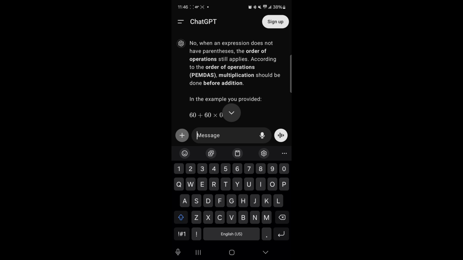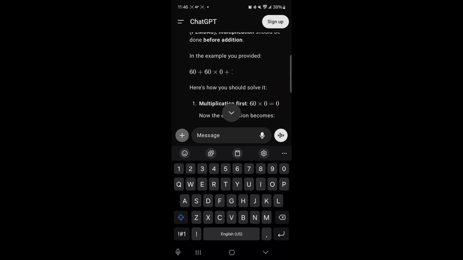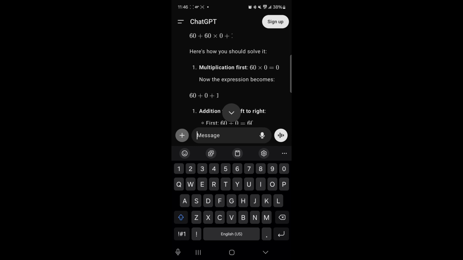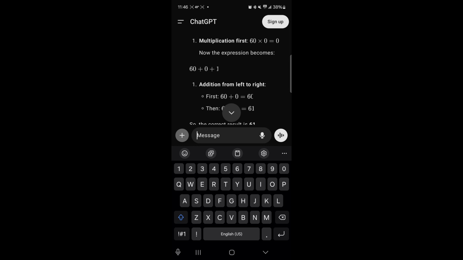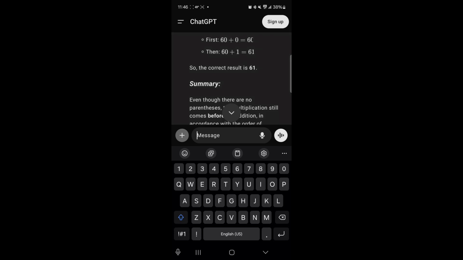According to the order of operations, multiplication should be done before addition. So in the example you provided, 60 plus 60 times 0 plus 1, here's how you would solve it. Multiplication first. 60 times 0 equals 0. Now the expression becomes 60 plus 0 plus 1, and then you add from left to right. I could add 0 plus 60 plus 1 if I wanted to. It doesn't matter, left to right. You're going to get 61.